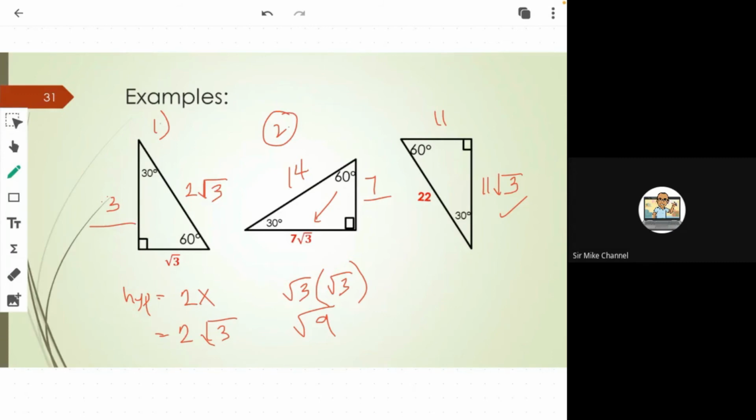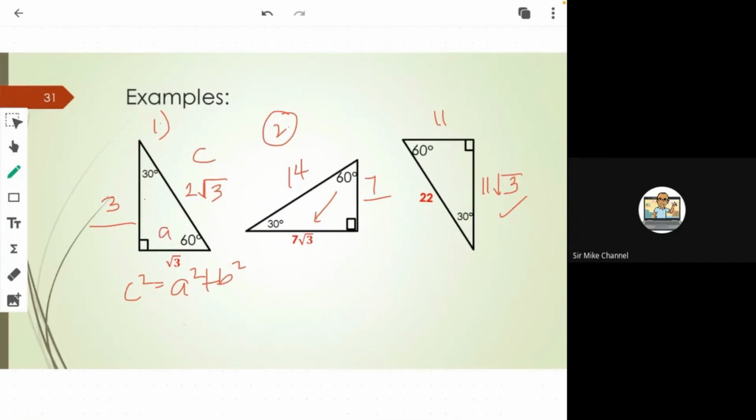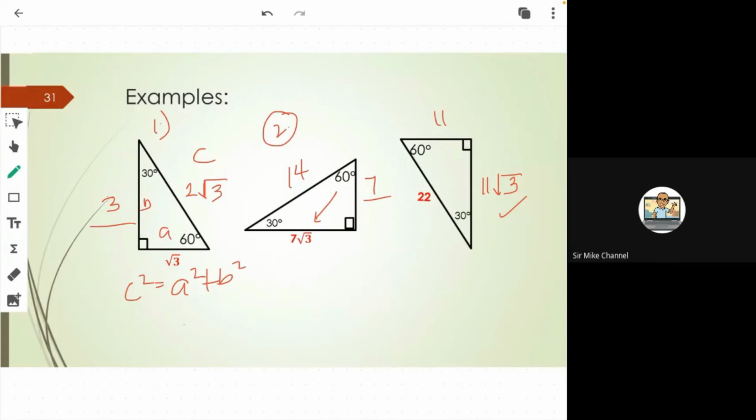Okay, so let us check muna natin, using Pythagorean theorem kung tama ba or they are equal. Okay, check natin. So C squared equals A squared plus B squared. Ito yung C natin, ito yung A, ito yung B. Ang C natin is 2 square root of 3 squared. Ang A natin is square root of 3, plus ang B natin is 3 squared. So, try natin if they are equal.